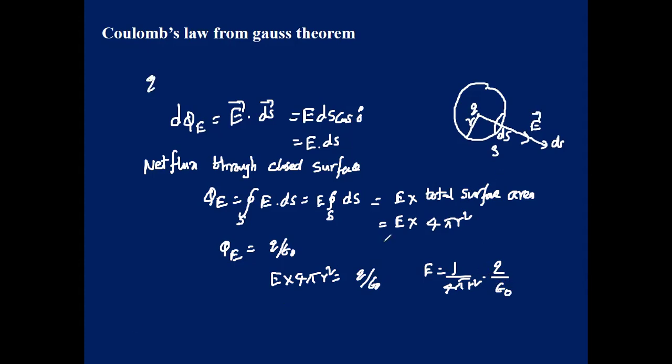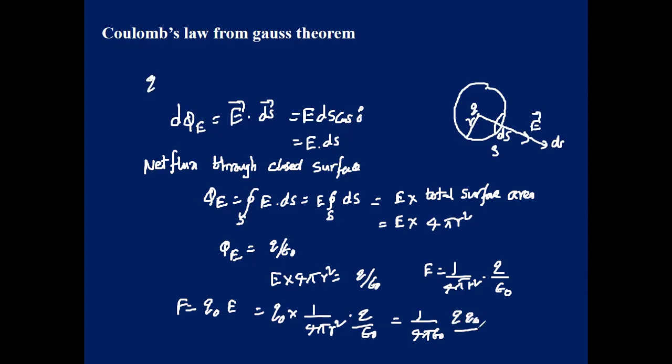Now the force on the point charge Q naught is F is equal to Q naught into E. Now you can substitute the E value over here. So Q naught into 1 by 4 pi r square into Q by epsilon naught. We can rearrange this: 1 by 4 pi epsilon naught into Q Q naught by r square. So this is the Coulomb's law formula from the Gauss theorem.